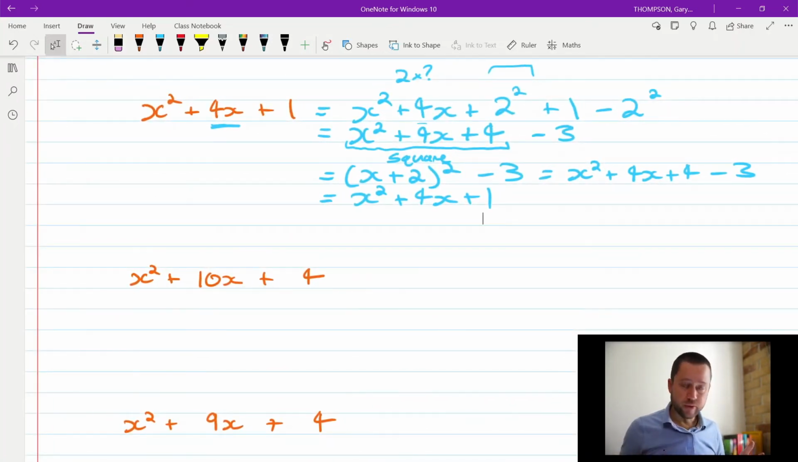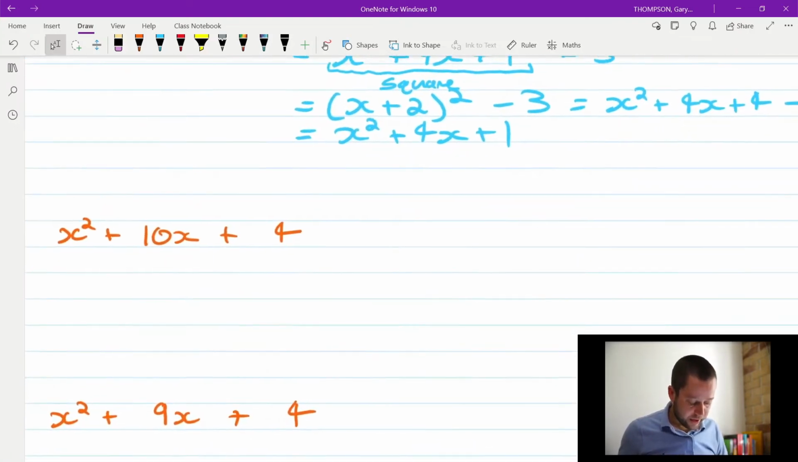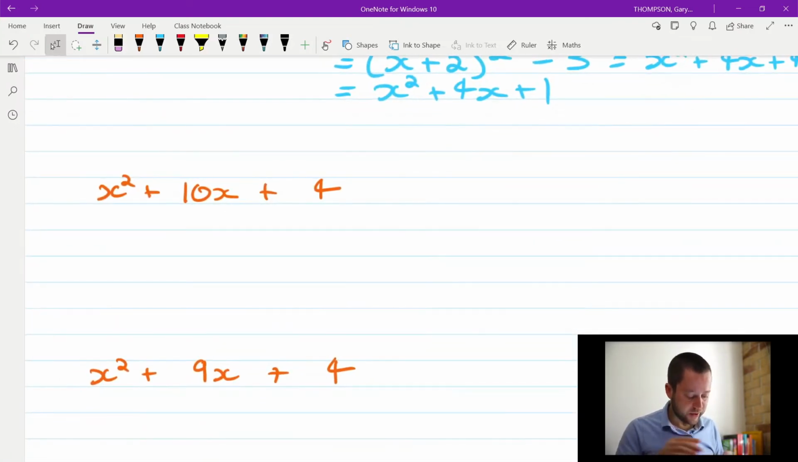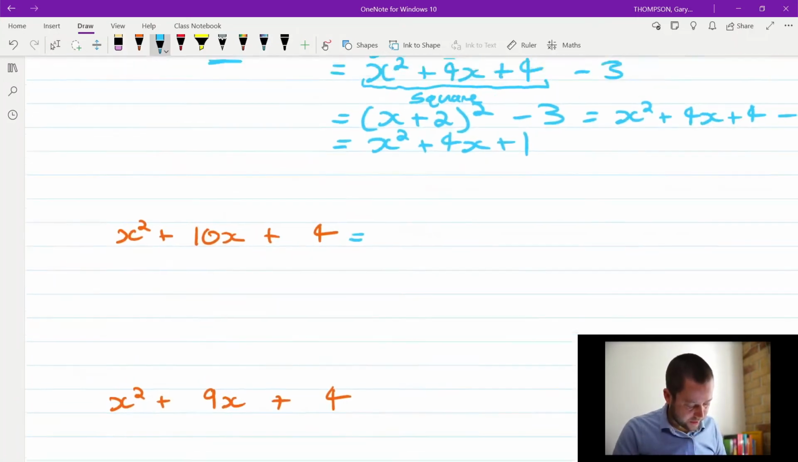Okay, you're welcome to pause the video now. I've got the example above. Have a go at inserting a square within this expression, x squared plus 10x plus 4, and I will then walk through it, so you may pause the video now. Alright, I'm going to assume that you've returned from pausing the video, and I'm going to go through this fairly quickly and see how we go.